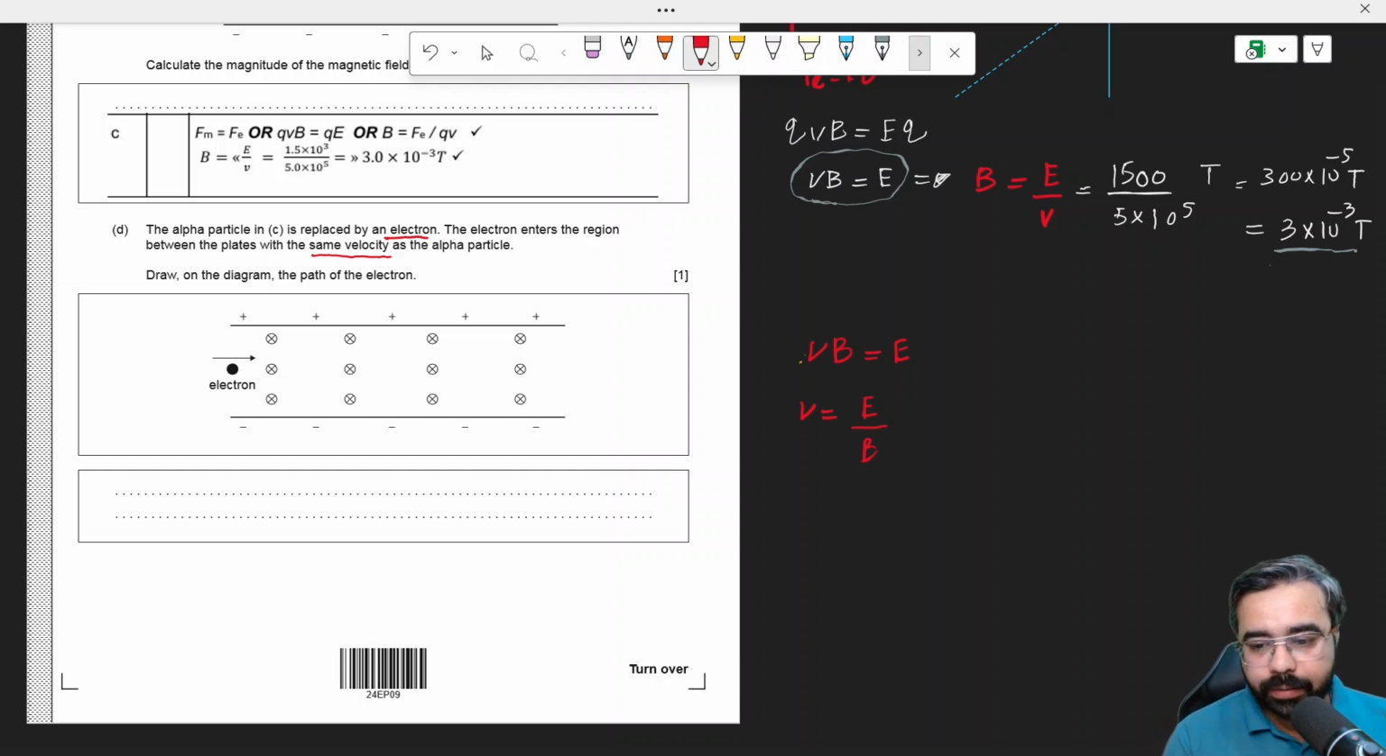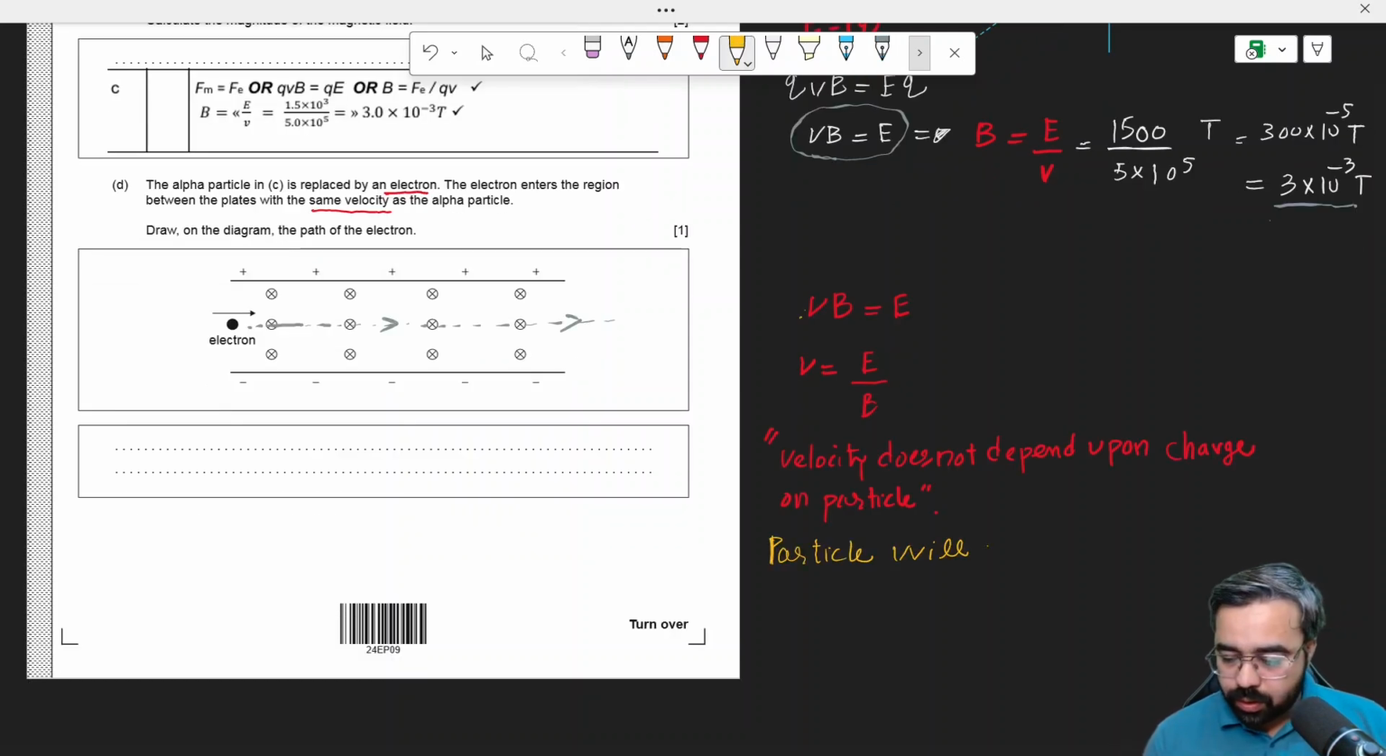So this V just depends on the electric field strength and magnetic field strength, right? So if you have thrown this alpha particle or electron perpendicular to the electric field and magnetic field, it will go undeflected, right? There will be no change in its velocity. So the particle will move undeflected, or you can also say horizontally.